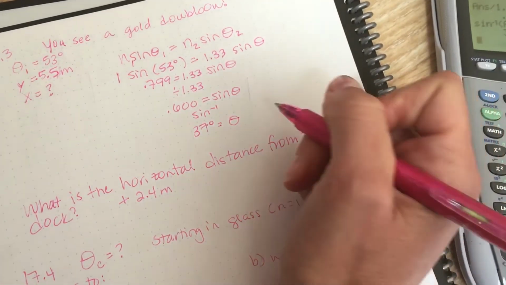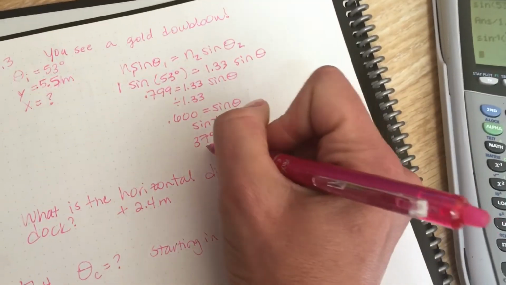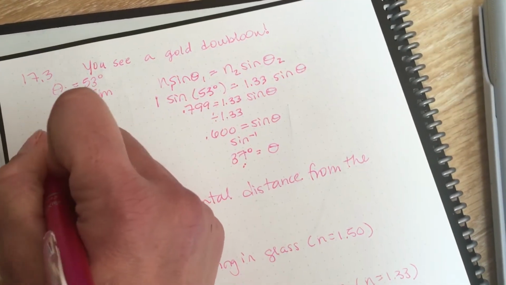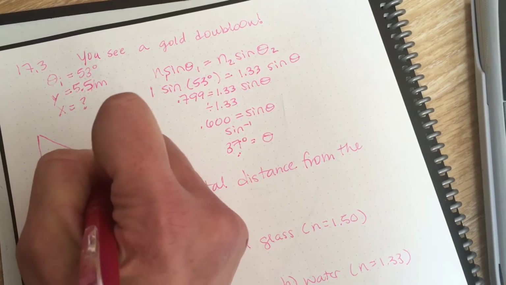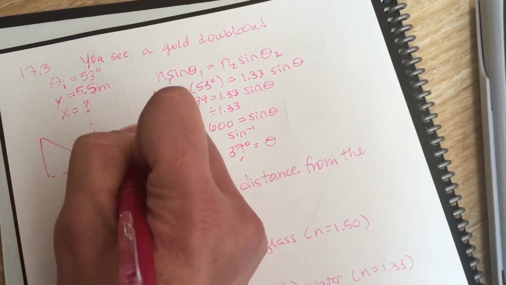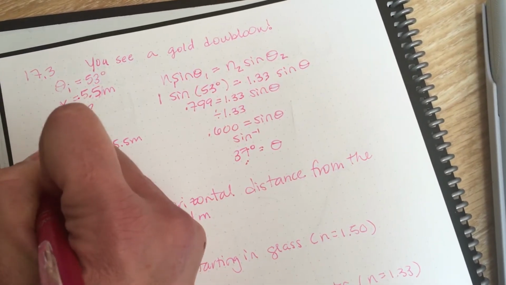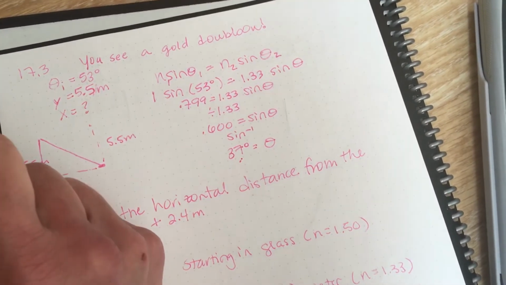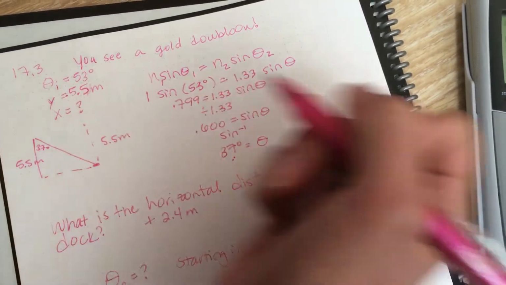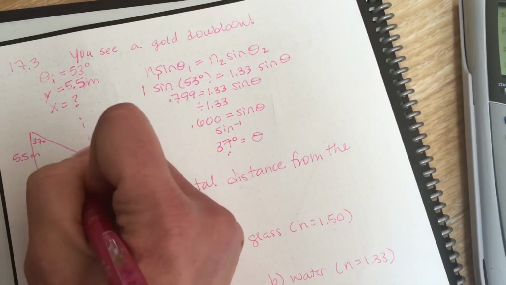All right, now, that's helpful, but that's still not the answer. So we have to think about what's happening. As the laser pointer enters the water, it makes this line down to the gold doubloon. And we know that it's 5.5 meters deep, so this side of the triangle is 5.5 meters. The work that we just did, that 37 degrees, tells us about this angle right in there. But we want to know this side.